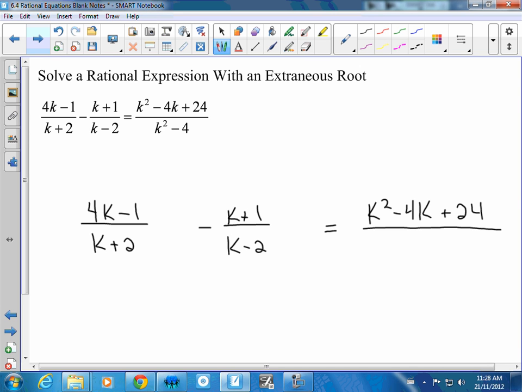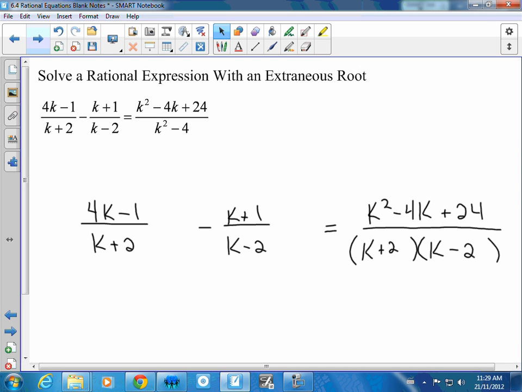You can factor the tops if you want, but you don't really need to. The bottom is really the only one we're interested in. You'll understand why I didn't factor the top. Okay, what's the bottom? K plus 2, k minus 2. Is that correct? Yeah.